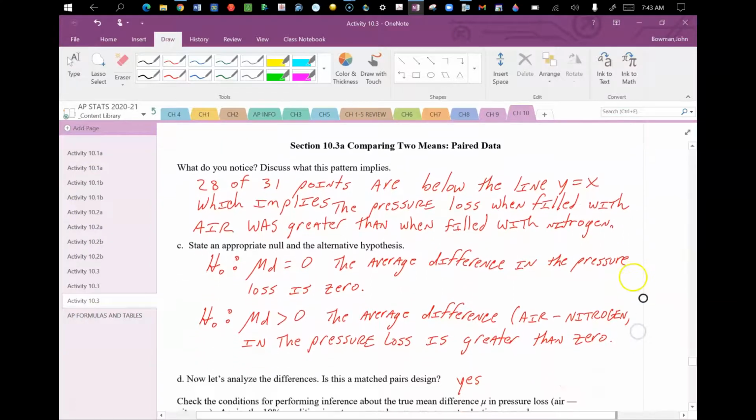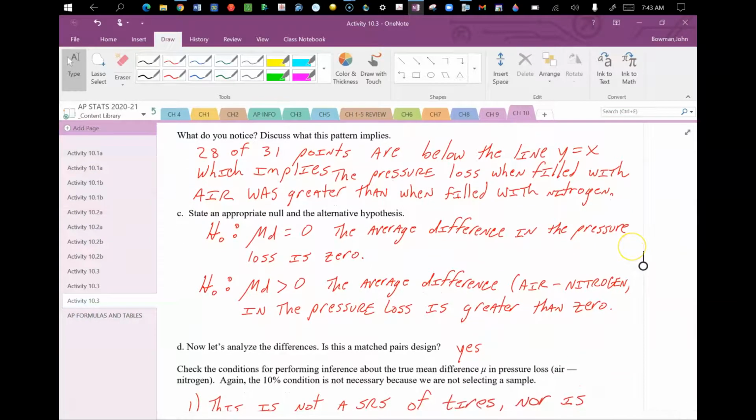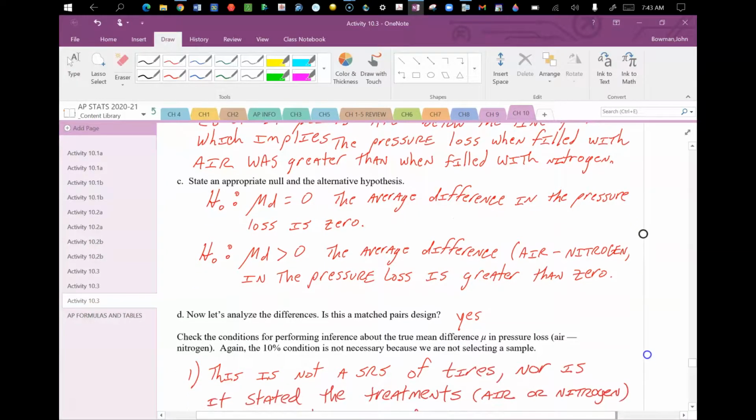As far as the hypothesis test is concerned, we would have a null hypothesis that the mean difference is 0, meaning that the average difference in pressure loss is 0, versus the alternative, mu d is greater than 0. Again, the order here is important, so air minus nitrogen.